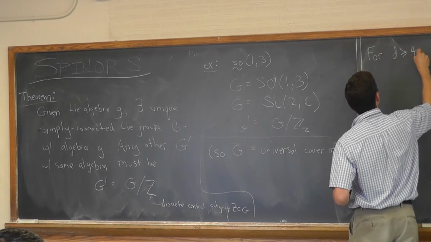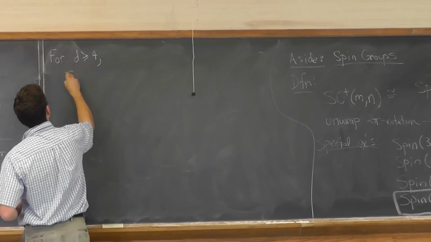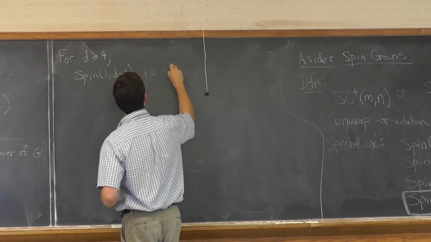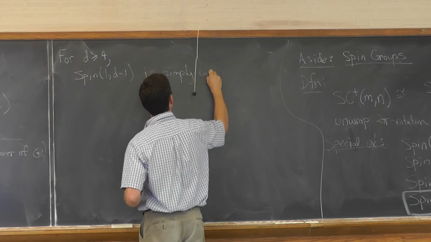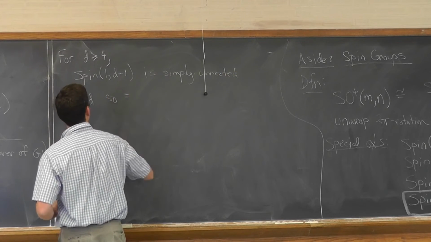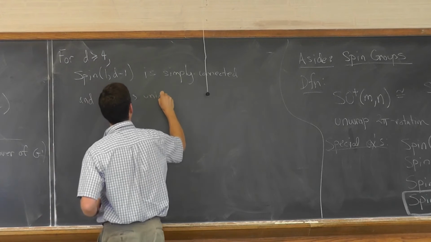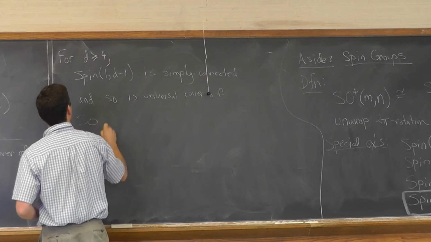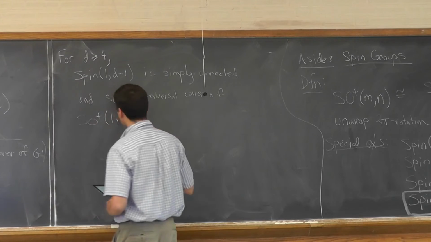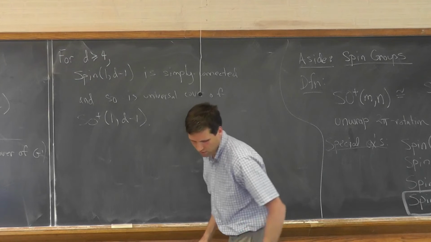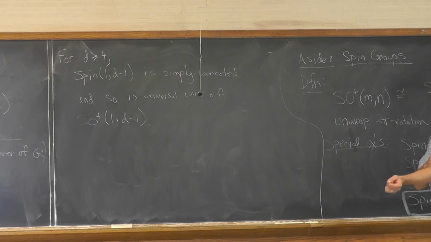For D greater than or equal to 4, Spin(1, D-1) is simply connected, and so is the universal cover of SO(1, D-1). This is something that maybe you've seen the proof of before, at least in pictures.